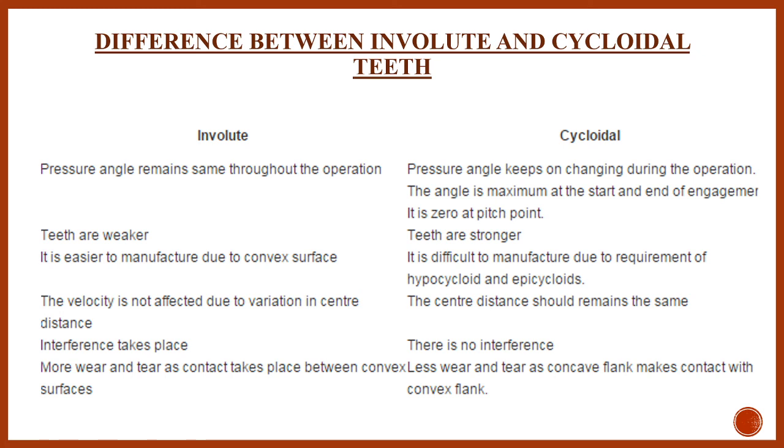Again, in case of the involute gear tooth profile, interference takes place. In case of the cycloid tooth profile, there is no interference. Again, more wear and tear takes place between the contact surfaces in case of the involute gear tooth profile, and you will find less wear and tear in case of the cycloid gear tooth profile. If you consider the cost, we can manufacture involute gears at less cost as compared to the cycloid gear tooth profile.